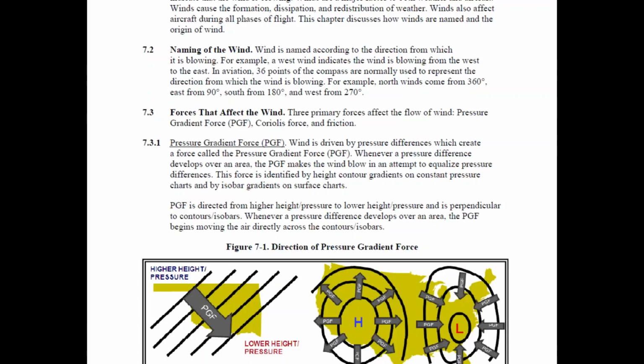So whenever pressure differences develop over an area, the pressure gradient force makes the wind blow in an attempt to equalize the pressure differences. This force is identified by height contour gradients on constant pressure charts and isobar gradients on surface charts. So basically, the whole reason that you get wind in the first place is you have a high pressure and a low pressure. Both highs and lows can move in onto each other, so they can overtake each other basically.